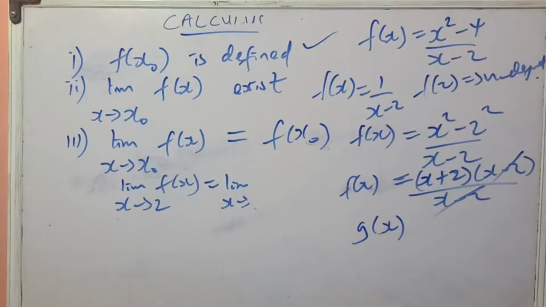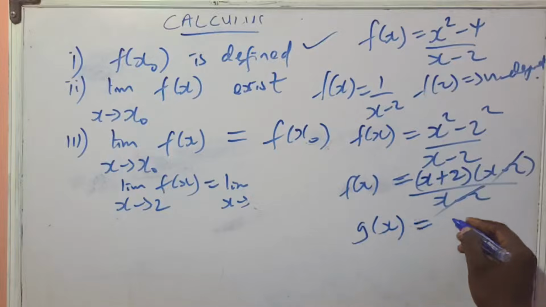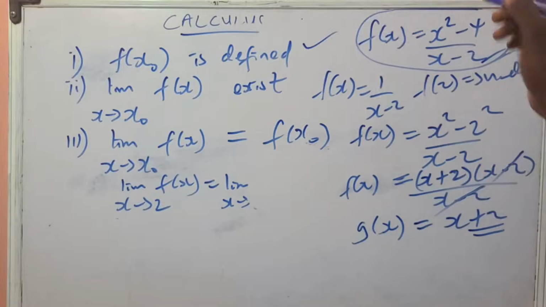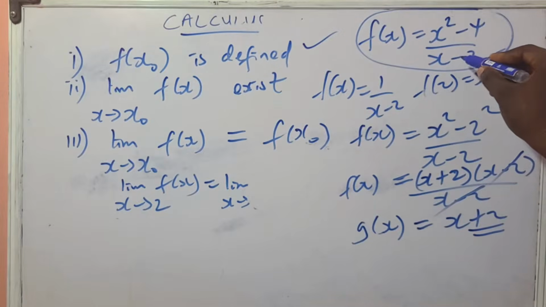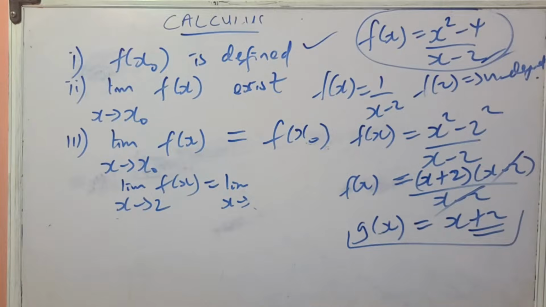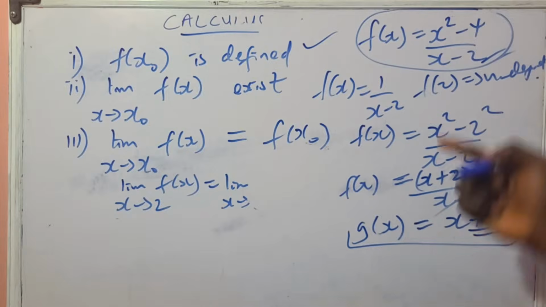In this case, this function f of x, I've extended it to a new function g of x, which is now x plus 2. And I want you to understand that the graphs of this g of x and this f of x are going to be very similar, identical. All right. So look now. This was the initial function they gave me. I identified it had a point of discontinuity at x equals 2. So I extended my function by removing the point of discontinuity from it, and I was able to get this function.